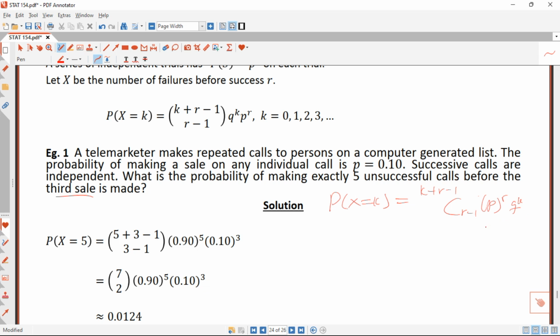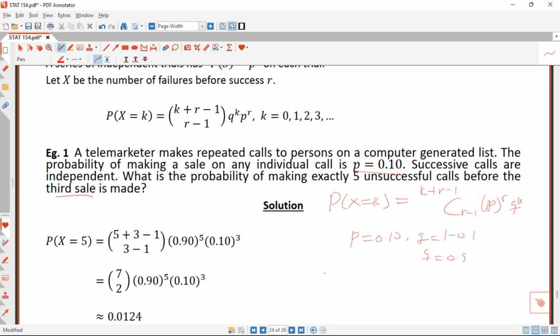So at the end of the day, you could see clearly that we are supposed to get our k, our r, our p, and q from the question. You are supposed to get these things from the question. So let's find our p. Our p is simply 0.10, and then our q is 1 minus 0.1, which is 0.9.